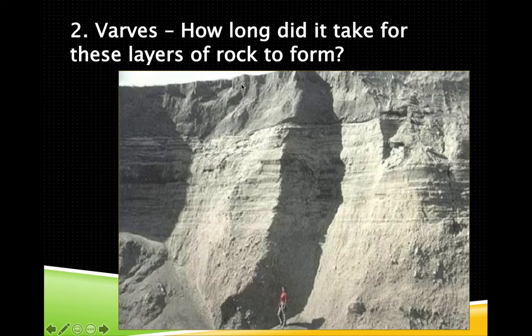So what I want you to do is type out how long you think it took for all these layers of rock to form, from the bottom here, where this woman is standing, all the way up to the very top there. Okay, so go ahead and type your answer in, and then we will reveal how old these rock layers are.